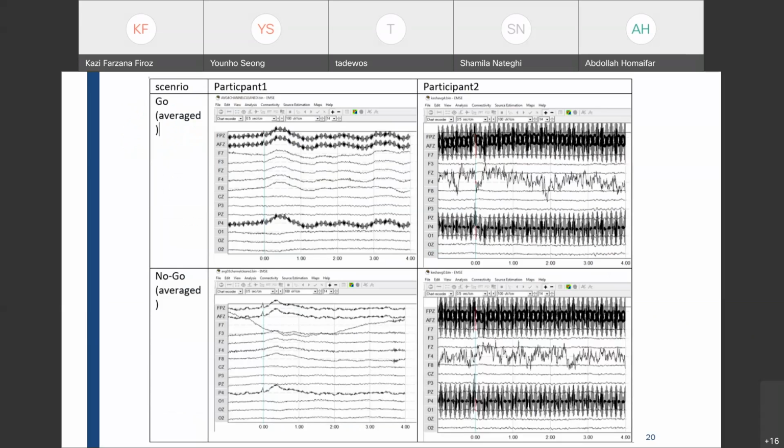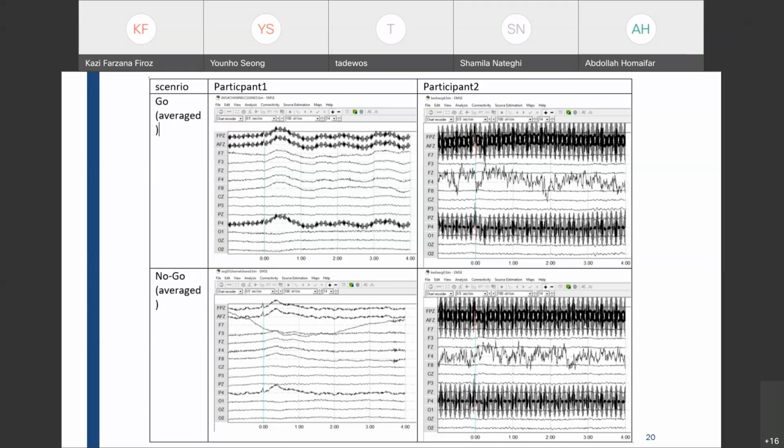So we averaged over those triggers, and we can see that the pale blue line is for our trigger over which we averaged. And here we can see 4 pictures. Those are for go, no go, average signal for participant 1 and participant 2. So you can see they are not the same, and there are lots of differences. Even overall, you can see that there is a significant difference between participant 1 and participant 2.